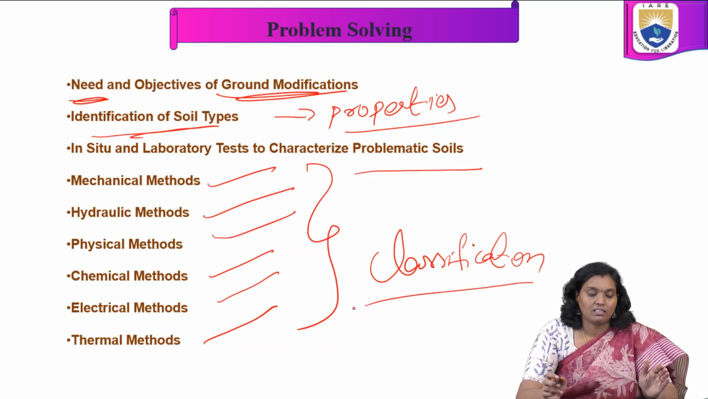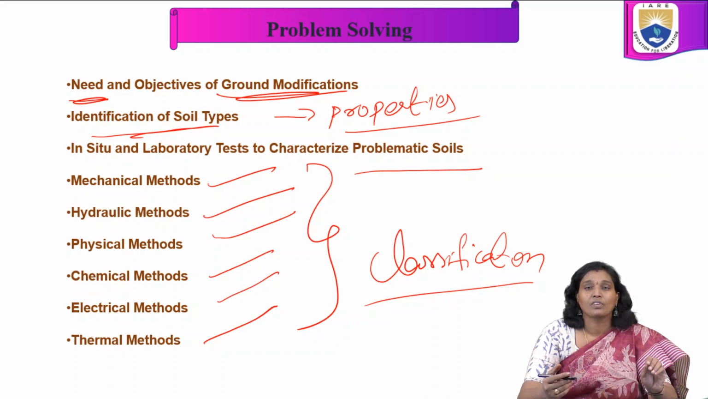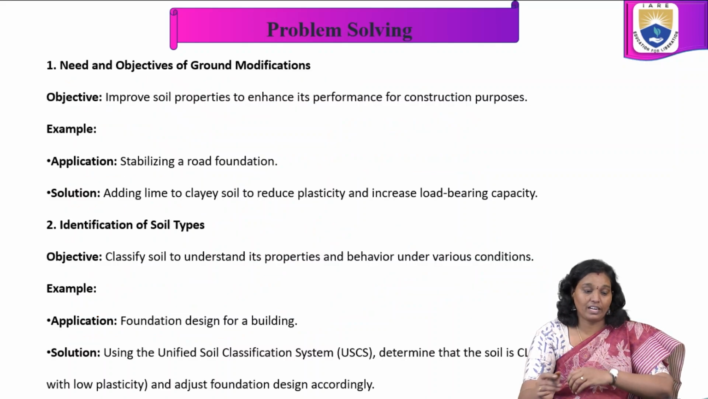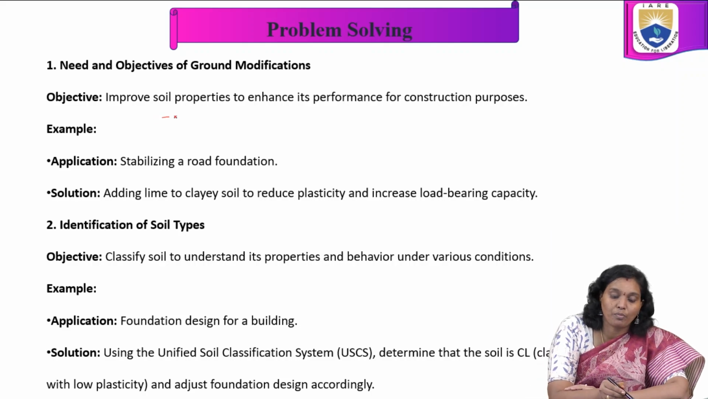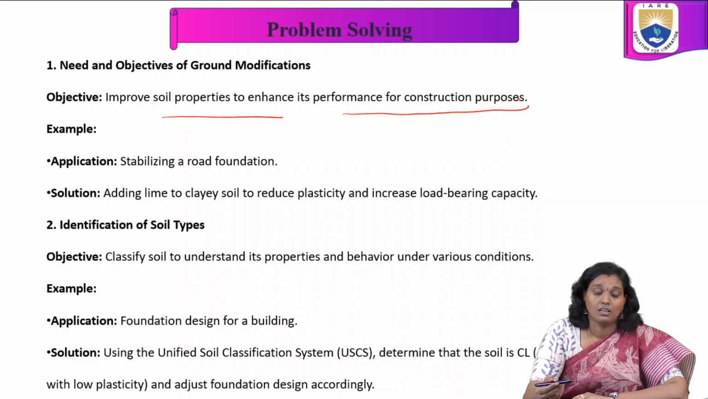Here we are understanding what is the need, what are the objectives involved in ground modification, how we identify these soil types, and what the various in situ and laboratory tests are to characterize the problematic soil. These are the various things we are going to understand. For these different kinds of applications, we are understanding them from a regular practical point of view. Here we improve soil properties to enhance the performance for construction purposes.